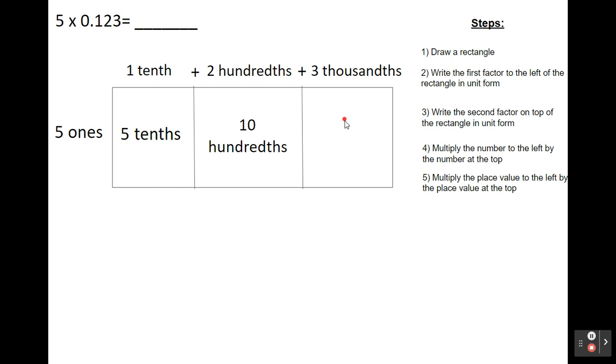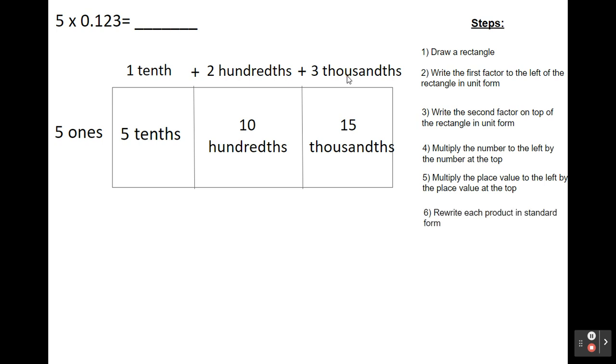Now let's find the product of the last rectangle. Let's start by multiplying the numbers. We can see we're going to multiply 5, because that's all the way to the left, times 3, since that's at the top. 5 times 3 is 15. Now let's multiply the place values. Ones times thousandths is thousandths. So we have 15 thousandths.